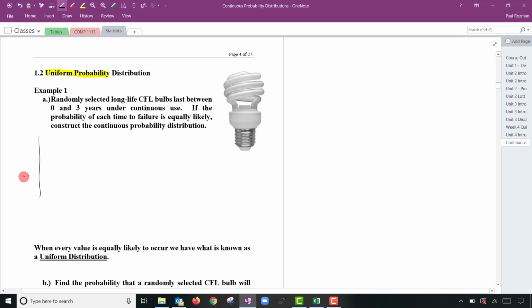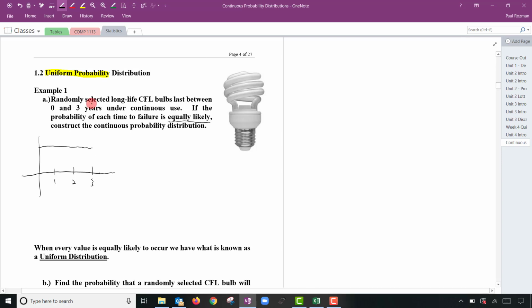So I'm going to try to draw a little picture here, 1 year, 2 years, 3 years, and I'm trying to model the life of these light bulbs. And it says that their probability to fail is equally likely at any time during the 3 years. So during that time period, at any given time, they're equally likely to fail. So this is a uniform distribution in that that probability never changes. At any point, it's the same.